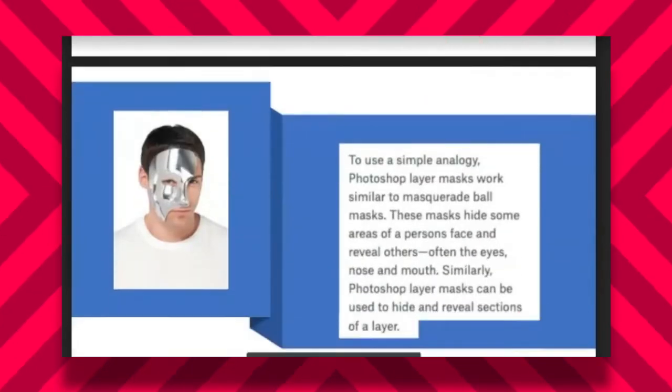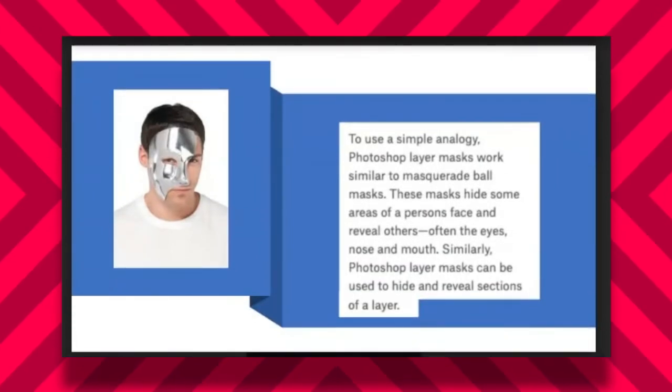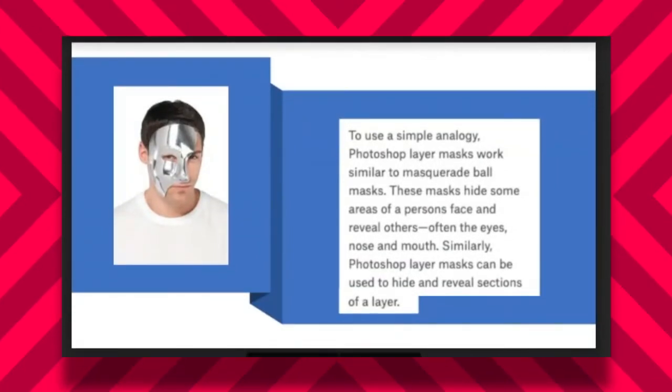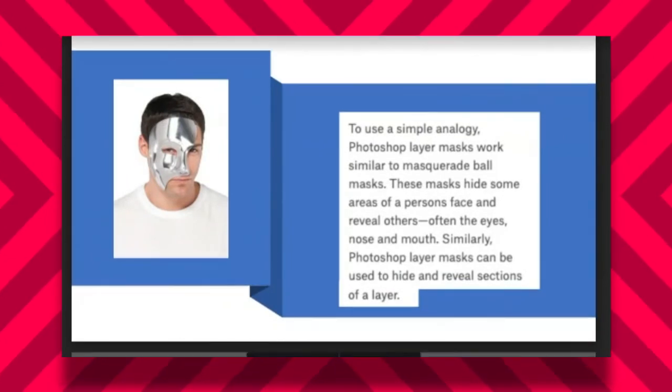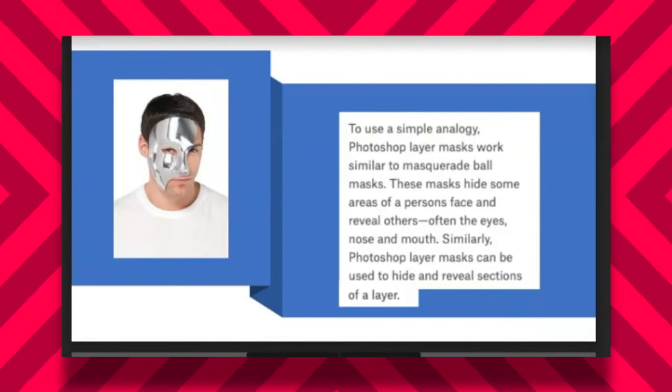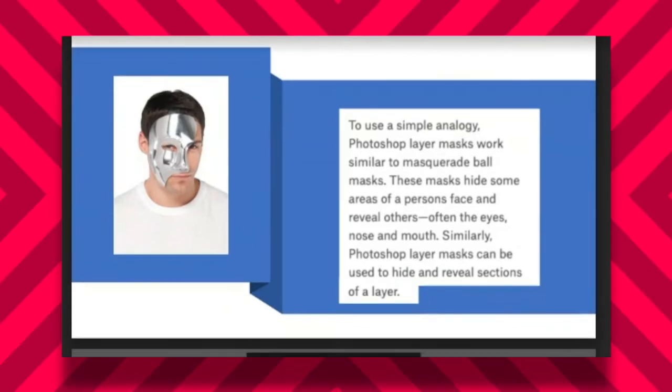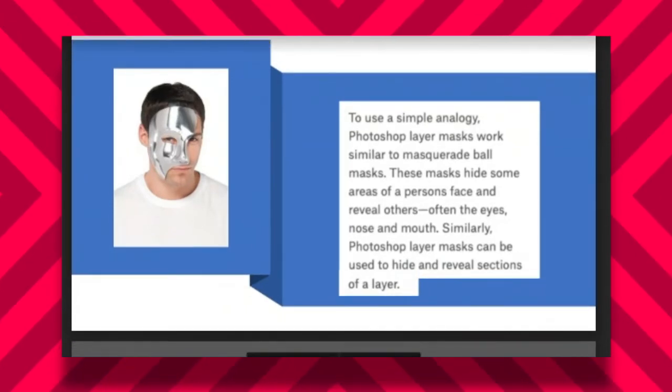To use a simple analogy, Photoshop layer masks work similar to masquerade ball masks. These masks hide some areas of a person's face and reveal others, often the eyes, nose, and mouth. Similarly, Photoshop layer masks can be used to hide and reveal sections of a layer.